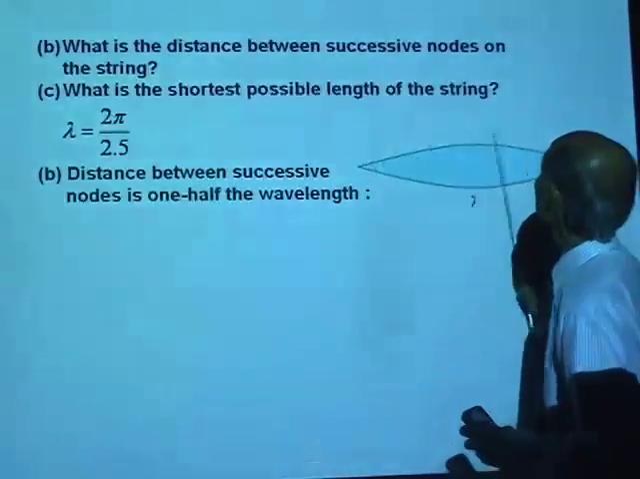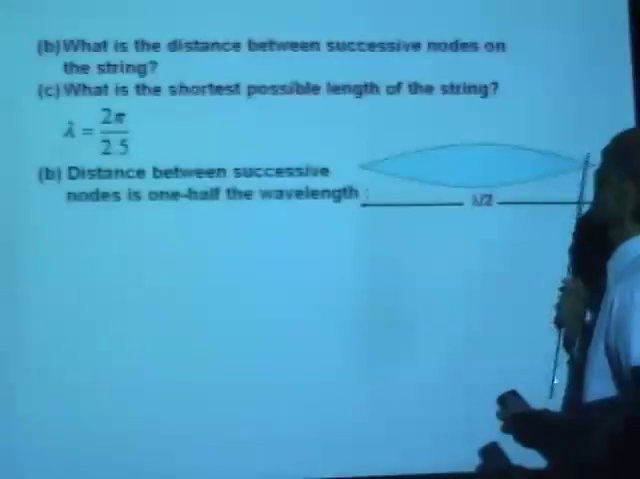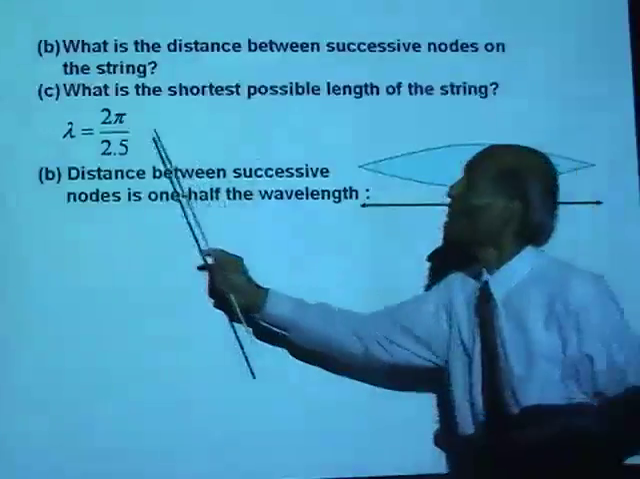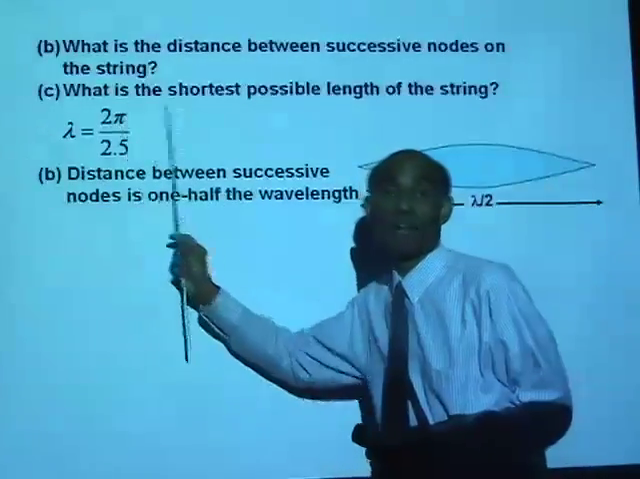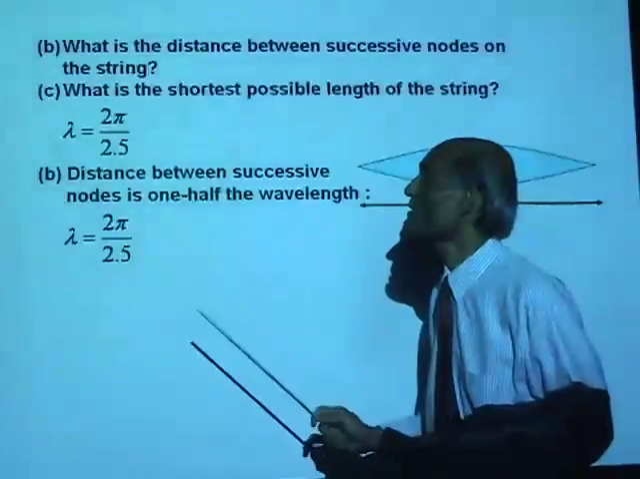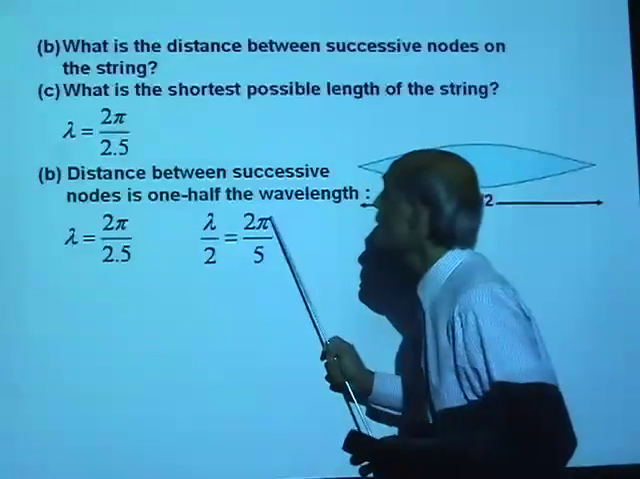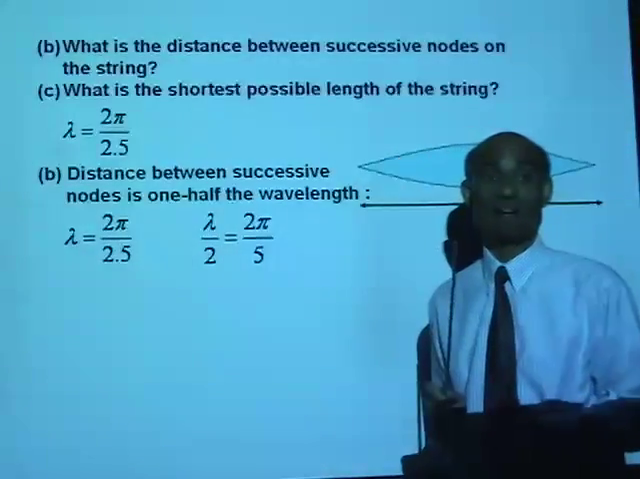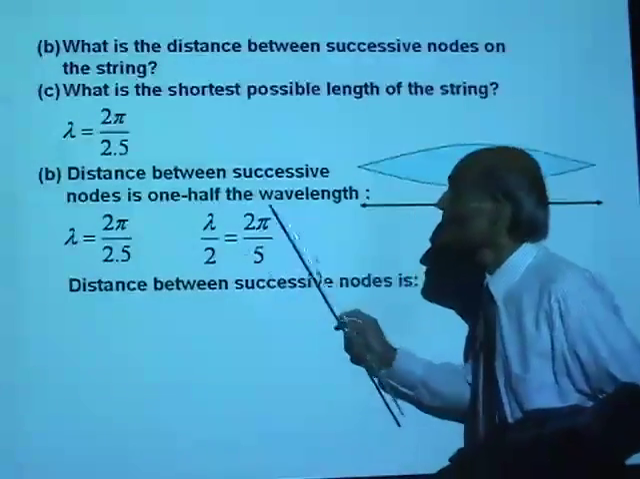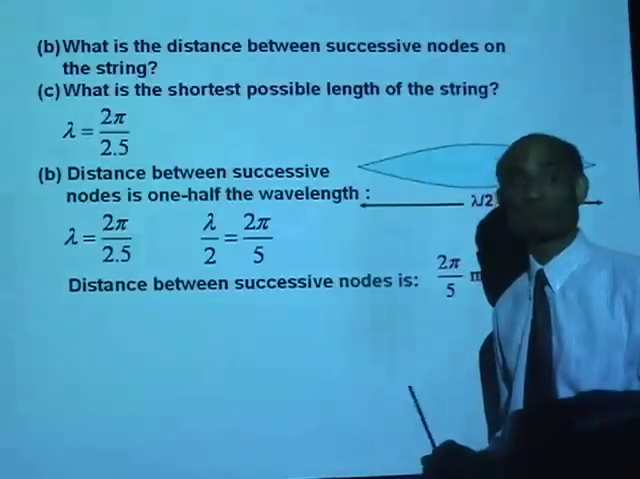Now, this is the distance between two successive nodes. That is a node, that is a node, and that distance is half a wavelength. And wavelength, you know, therefore we know that distance. Lambda equals 2 pi divided by 2.5, therefore lambda by 2 equals 2 pi divided by 5. And the distance between successive nodes is therefore 2 pi divided by 5 meter.